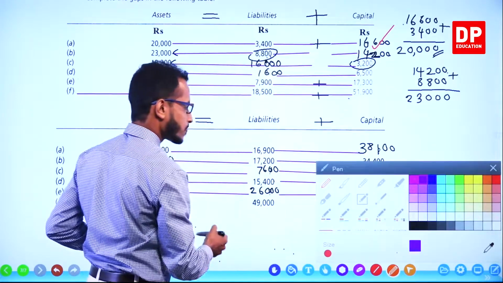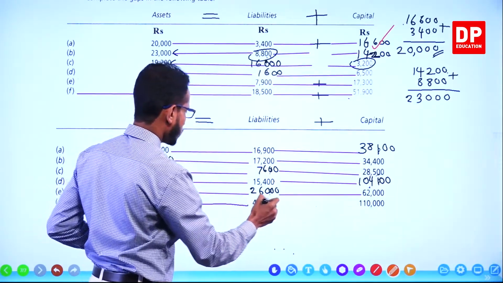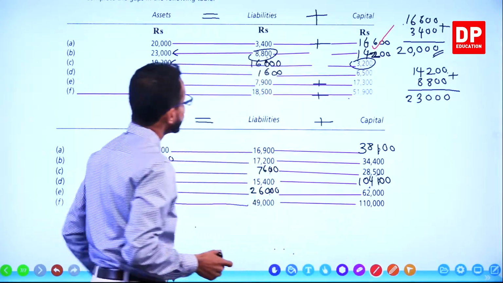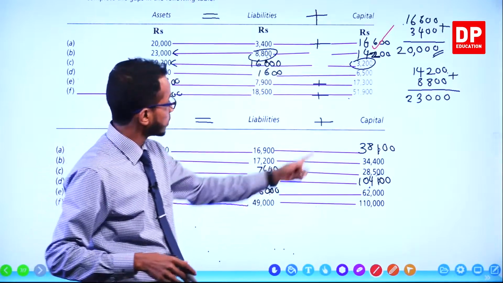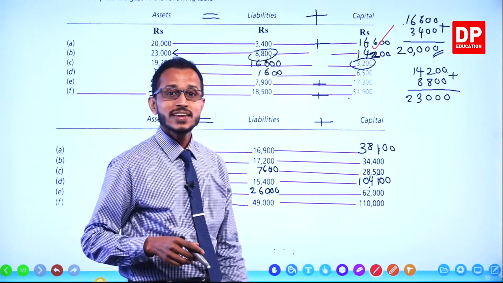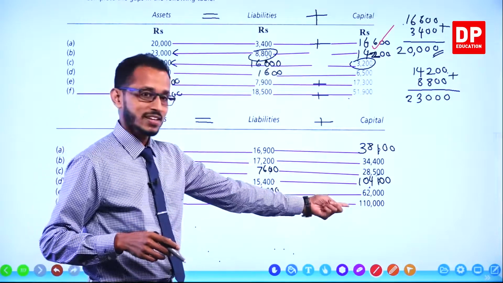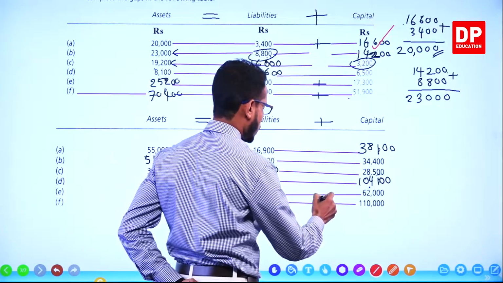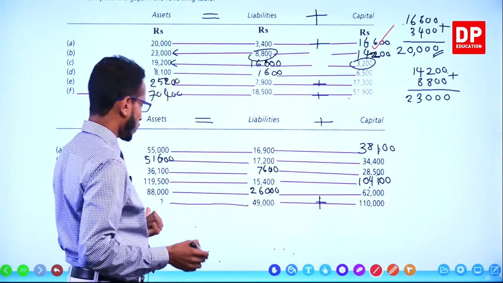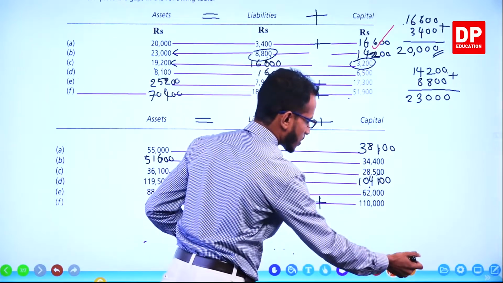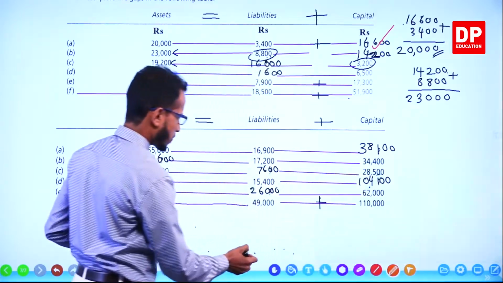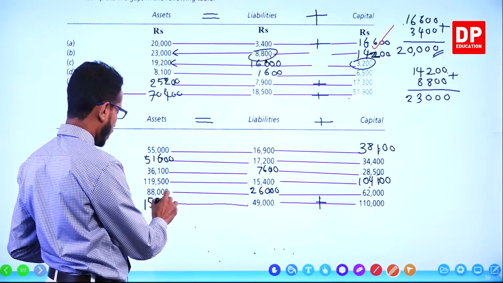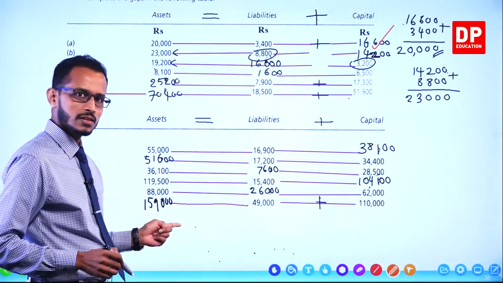Finally, we have assets we don't know, but we have liabilities worth 49,000, capital worth 110,000. Add those two and you get the total assets. That is 159,000. Is this correct? 159. Good.